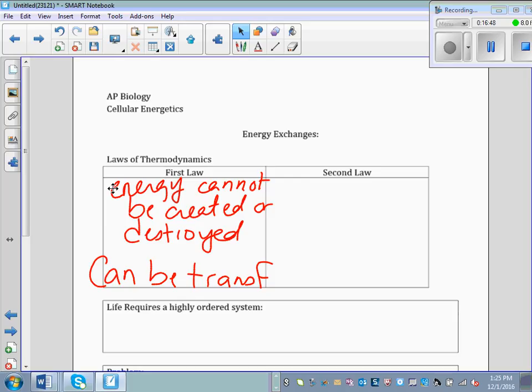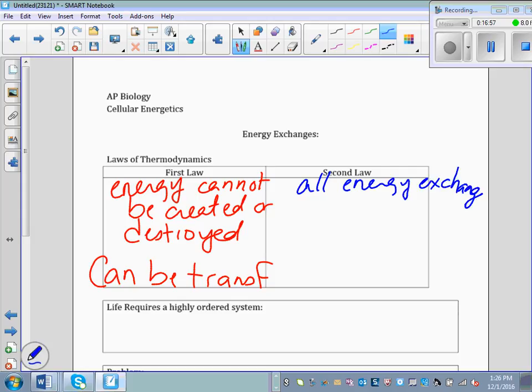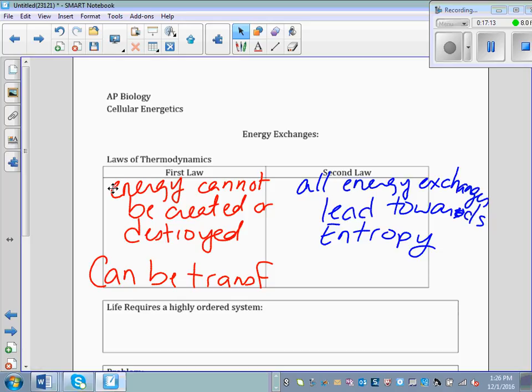Now the second law is all energy exchanges lead towards entropy. So what the heck is entropy? Disorder. Random disorder. Chaos. I call this entropy. Look, red flag. RJ's notebook. That is entropy. Disorder, chaos.